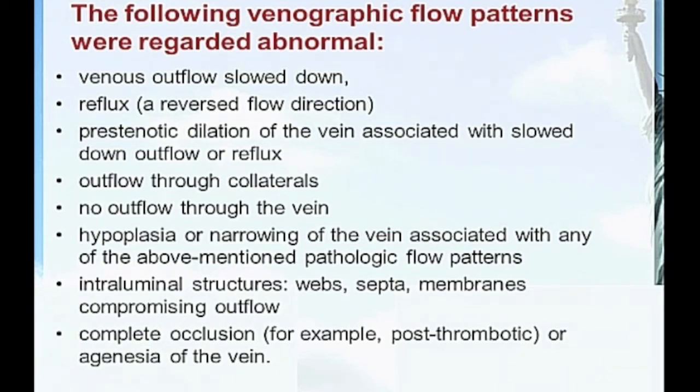Hypoplasia or narrowing, but again associated with slowed outflow or reflux. Intraluminal structures, or web, septum and so on, again compromising outflow, and of course complete occlusion of the vein. So all these signs, I think you can agree, are an obvious pattern of abnormal pathologic vein outflow.